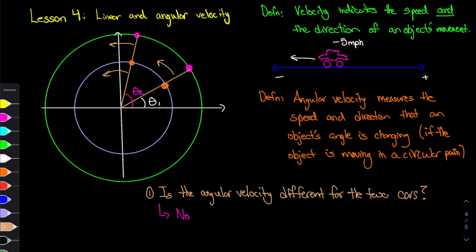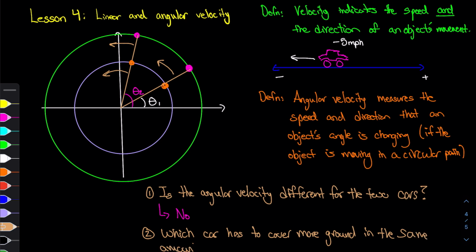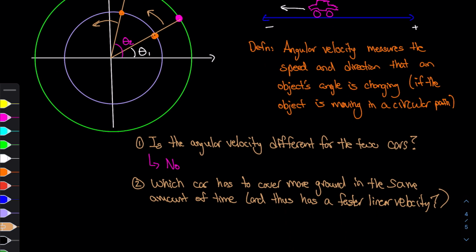Now, my second question is, which car has to cover more ground in the same amount of time, and thus is moving faster, and thus has a higher linear velocity? So which one does it have to be?